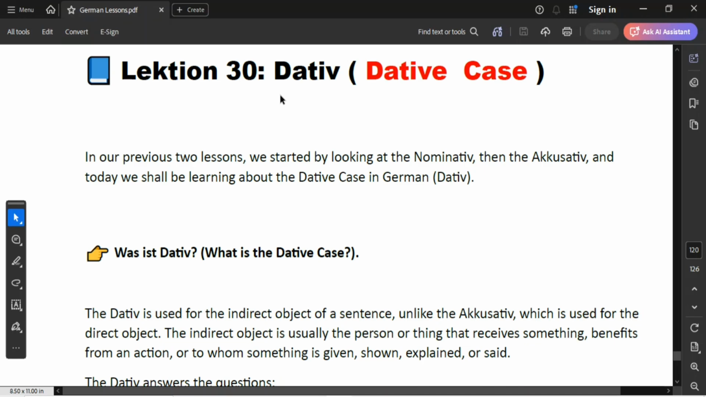Hello Leute, welcome to today's lesson. Today we shall be looking at Lektion 30, whereby we shall be looking at the dative case.